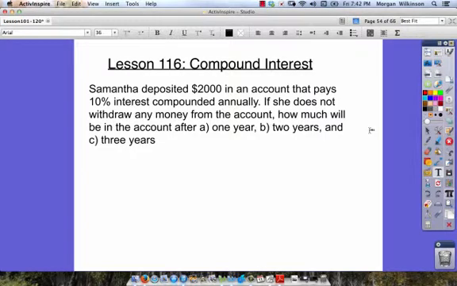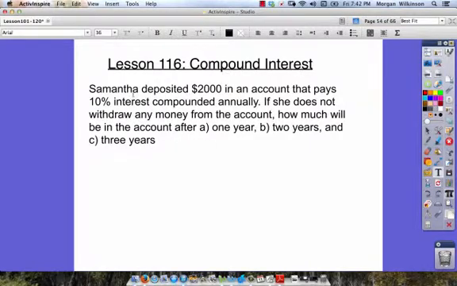Lesson 116 is about compound interest. And interest is just money that gets paid in order to borrow other money. So you might have to pay interest on a credit card at some point, or you might get paid interest if you give your money to a bank, and they'll give you interest to let it be in there.